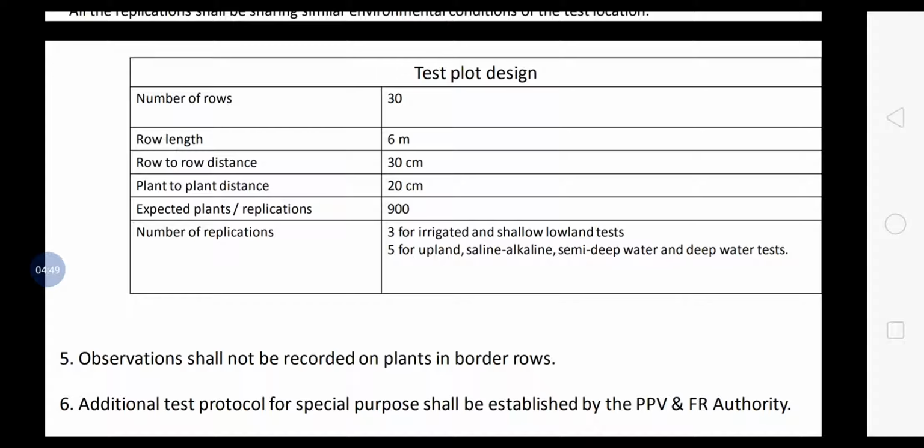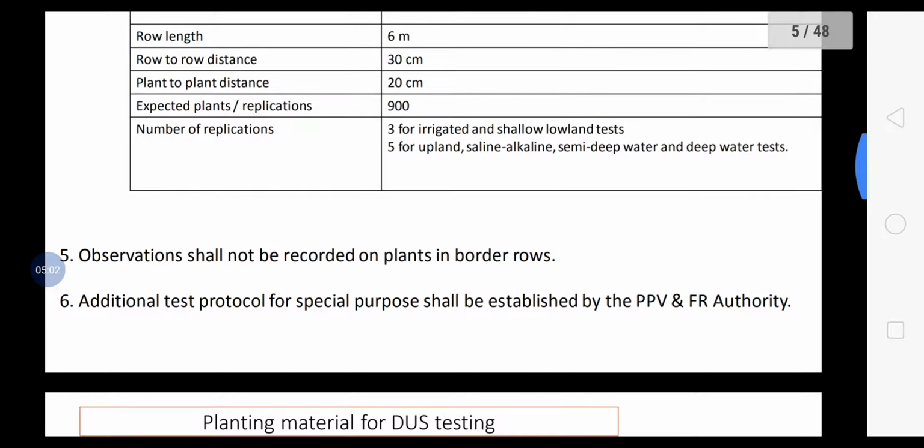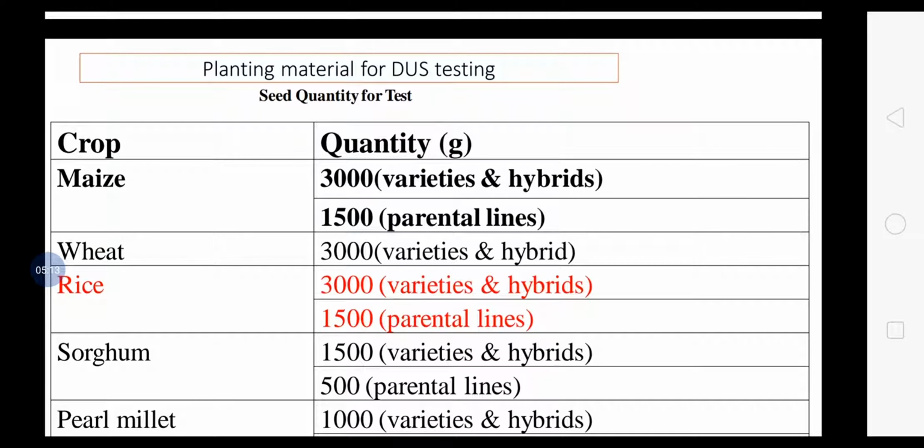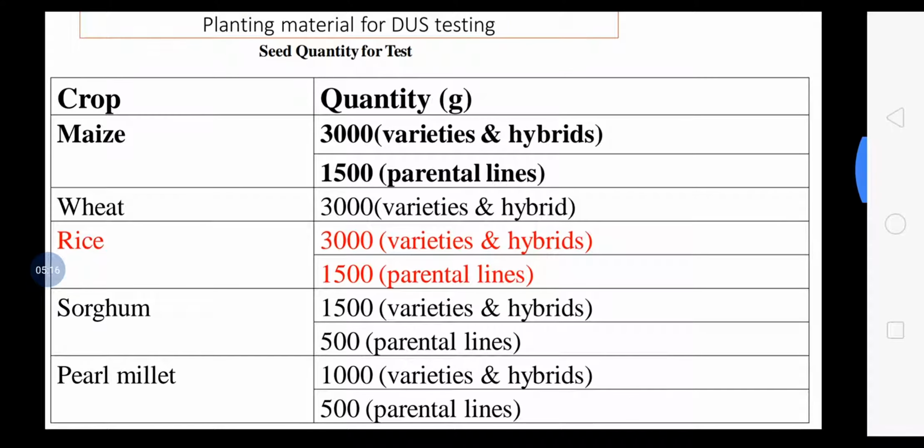Number of replications minimum 3 for irrigated and shallow lowland tests, and 5 for upland, saline, alkaline, semi deep water and deep water tests. Observation shall not be recorded on plants in border rows. Additional test protocols for special purposes shall be established by PPVFR authority. The planting material for DUS test for rice is 3000 grams, that means 3 kg for varieties and hybrids, and 1500 grams, that means 1.5 kg for parental lines.